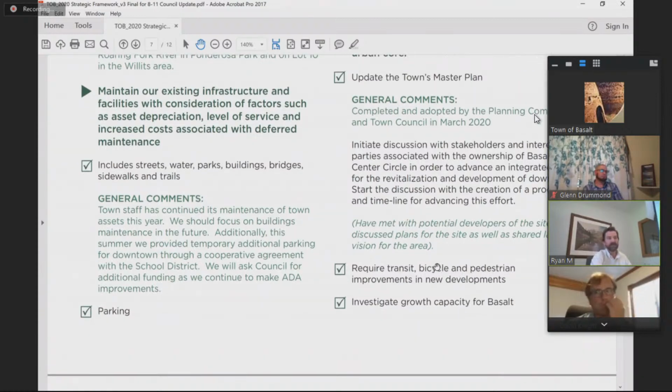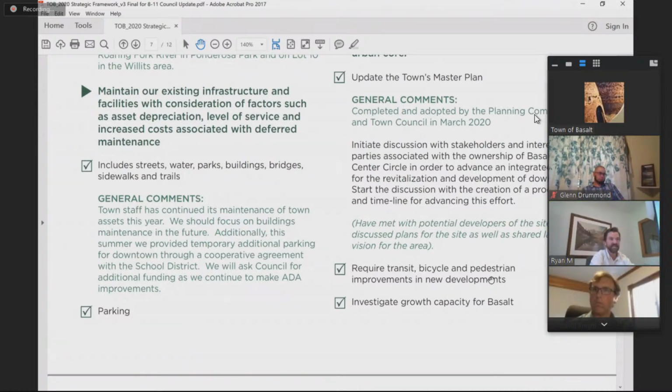Requiring transit and bicycle and pedestrian improvements. This gets a check mark as well. In every one of our developments, we are looking at alternatives like WeCycle. Car share is something that's certainly come up more and more, and making sure, as memorialized in the master plan, that developments really have a nexus to transit.